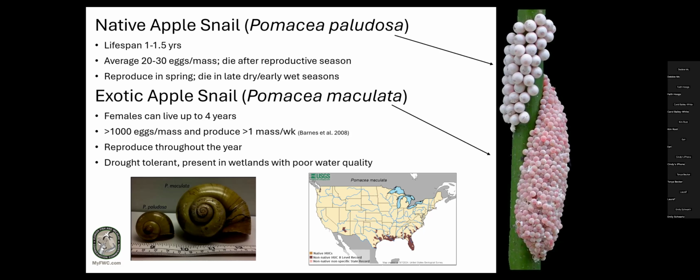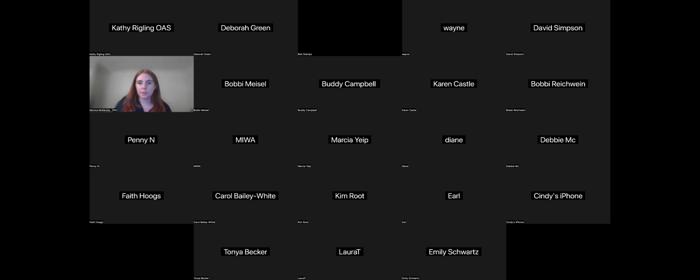The invasive apple snail can tolerate much harsher conditions than the native. They are drought tolerant and are present in wetlands with poor water quality. The growth of the invasive apple snail has continued to grow across the state, as well as into Georgia and Tennessee and some of the southeast areas, as we can see in this map down here from USGS.